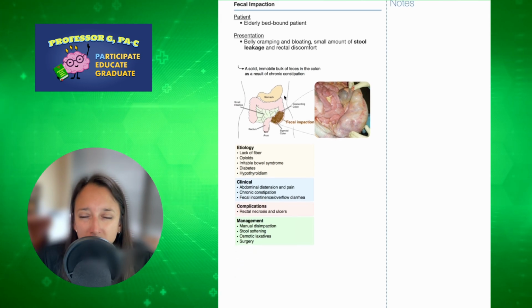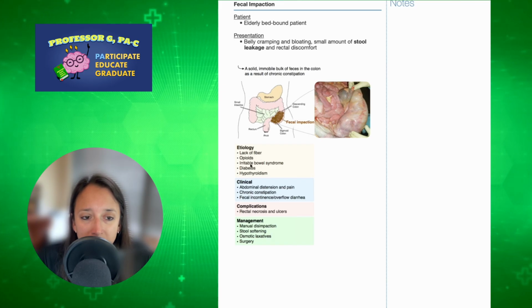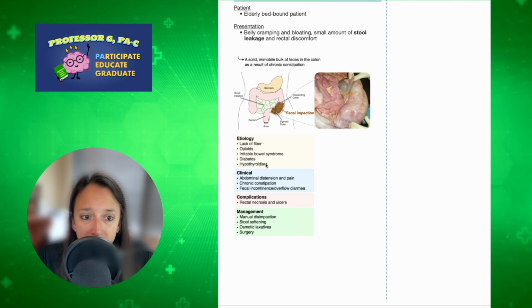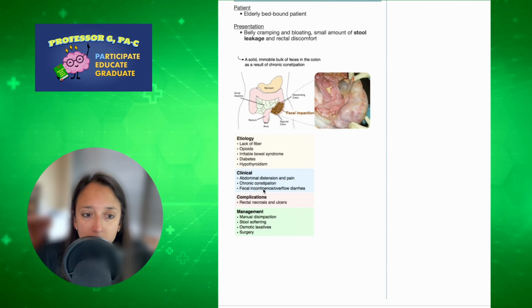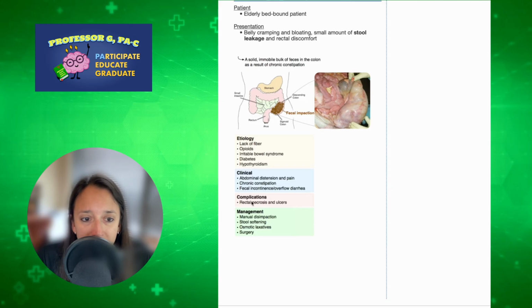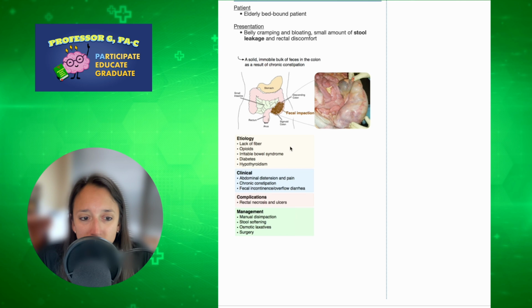When they're bedbound, the motility slows down a little bit in the gut. They also might be on chronic medications that can slow their passage, like opioids. Diabetes and hypothyroidism can also contribute. Clinically, they might have some abdominal distension, and when you do a rectal exam, you will feel a hard ball of stool or mass of stool in the rectosigmoid area. And then the complications can be necrosis. It can perforate even or cause ulcers in the area.